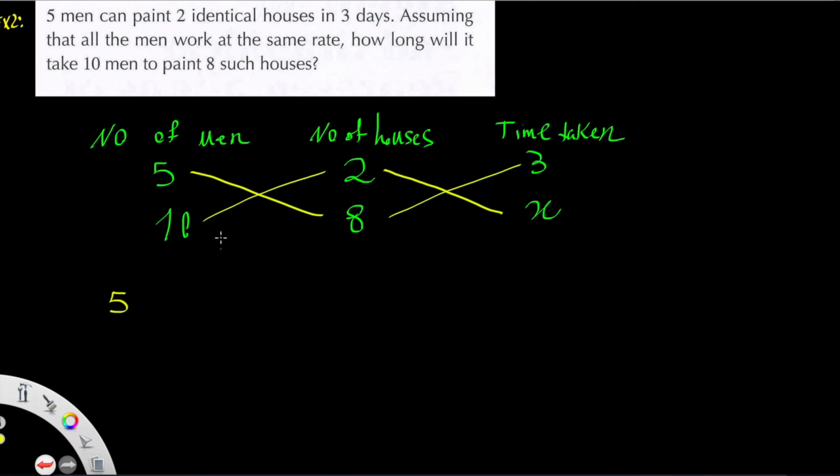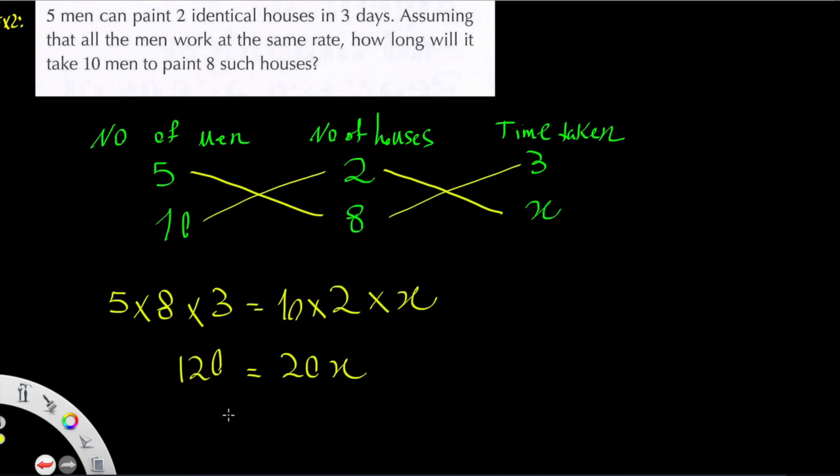5. This road takes me to 8. This road takes me to 3 is equal to, now I go to the next row, 10. This road takes me to 2. Then I go to our x. Now 5 times 8 would be 40, 10 times 3, 120 is equal to 20x. So x will be 6 days. So now see how easily we solved such complicated questions.